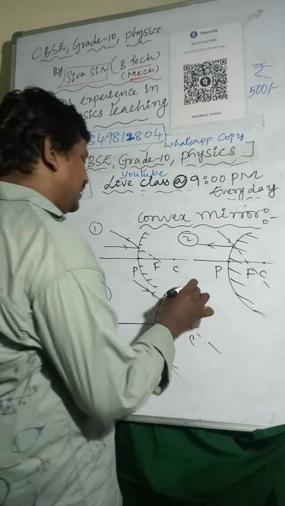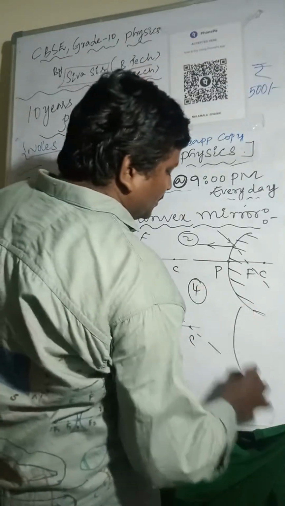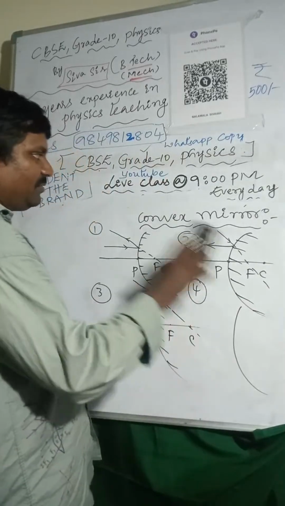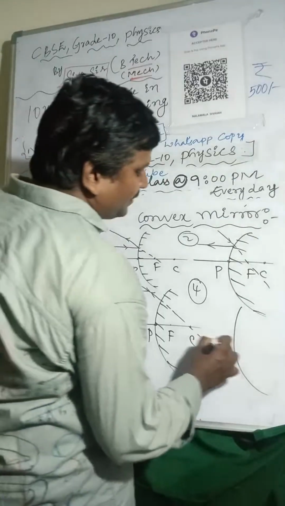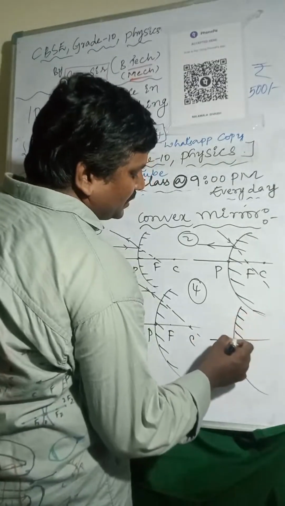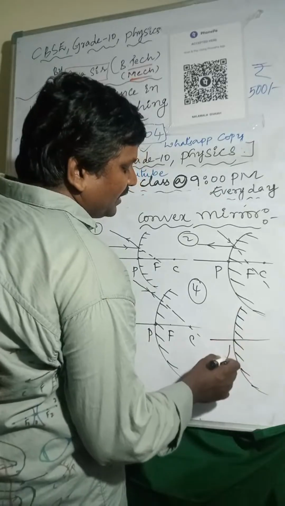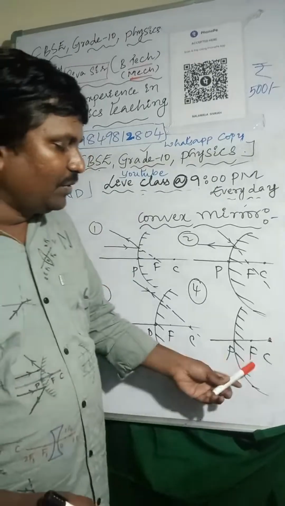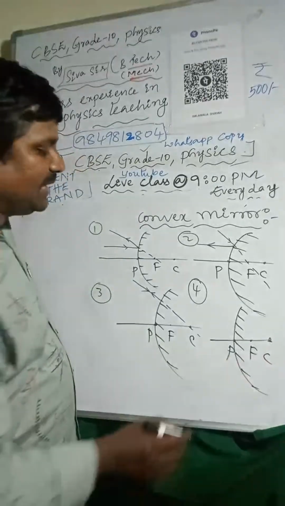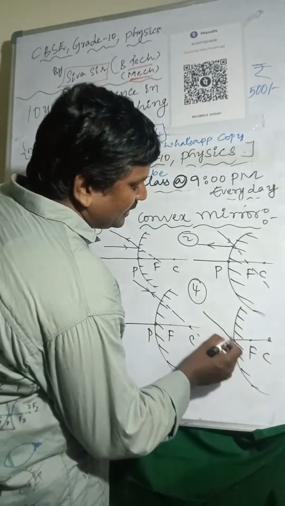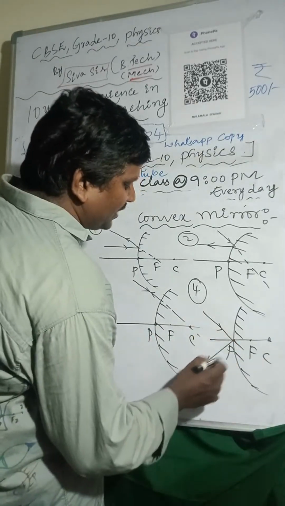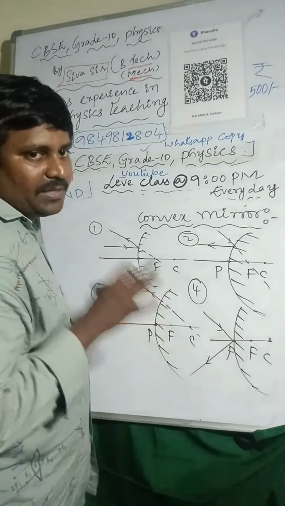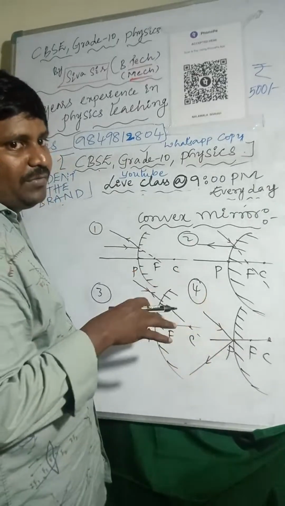Next one, the fourth rule of convex mirror. I am taking pole here, focus here, center of curvature here. If the light ray is incident at the pole, it reflects back. So these are the ray rules of convex mirror.